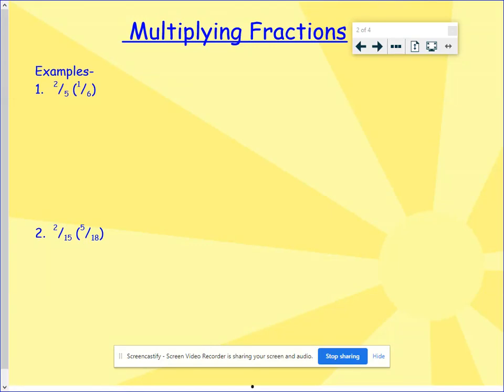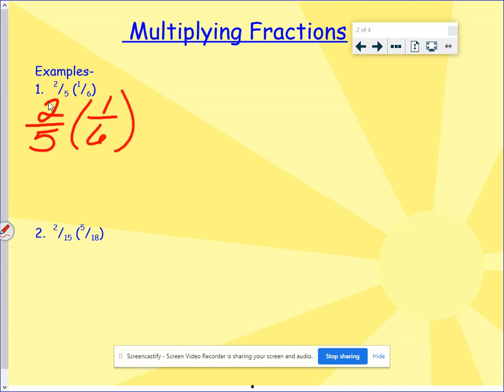To learn how to multiply fractions. So as you can see in our first example, we are going to take 2/5 multiplied by 1/3. Because Mrs. First likes to write bigger, I will redo this problem here.